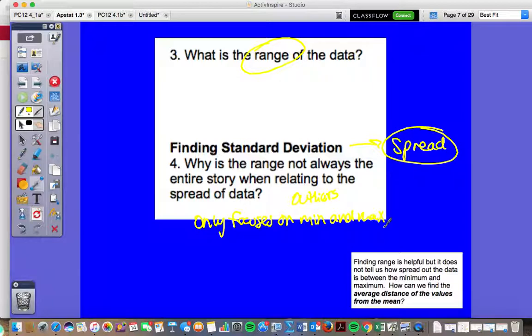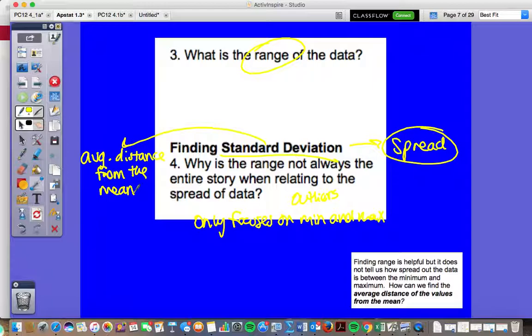All right, I'm going to give you the answer first. Is that cool? What is standard deviation? You need to know this definition, okay? You need to know this. Standard deviation is, and I'll actually write this here, the average distance from the mean. The average distance each value is from the mean.